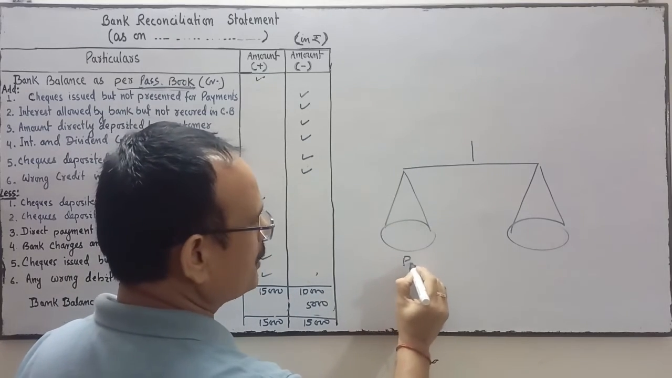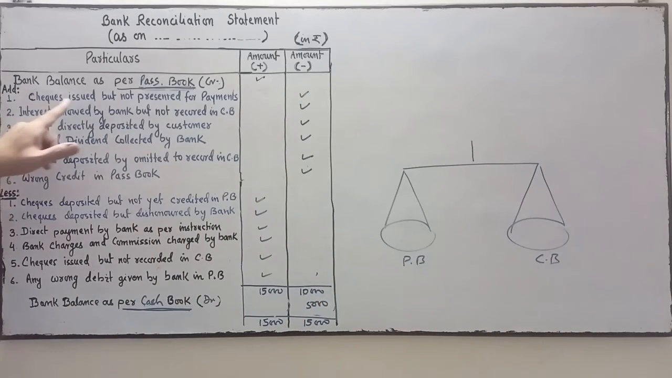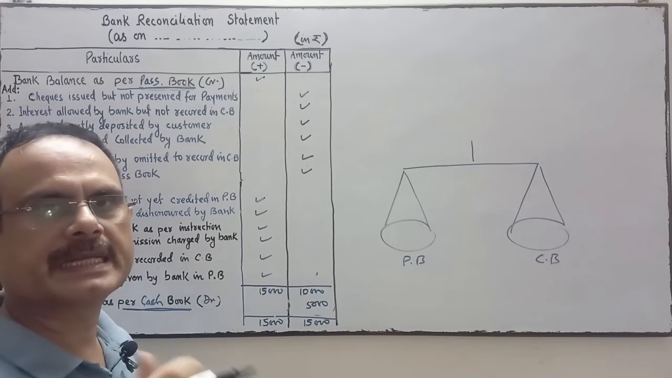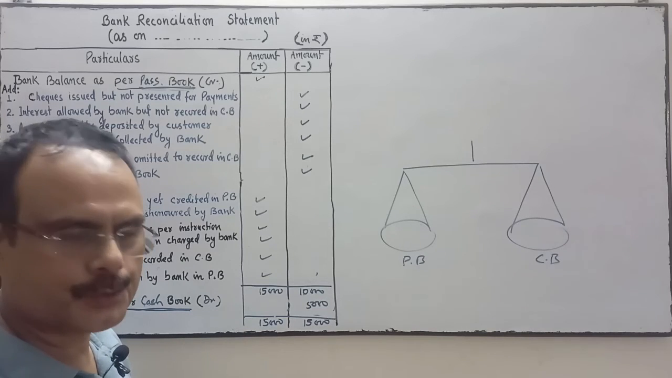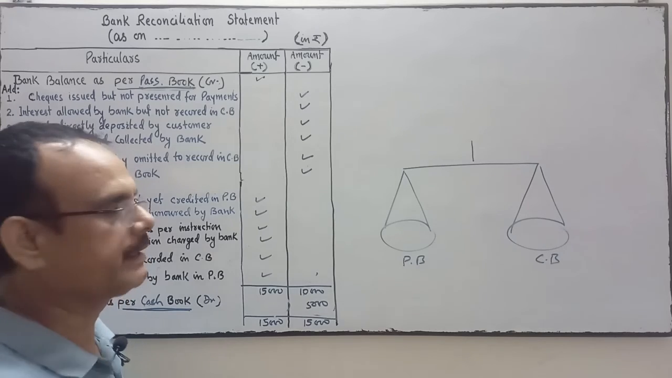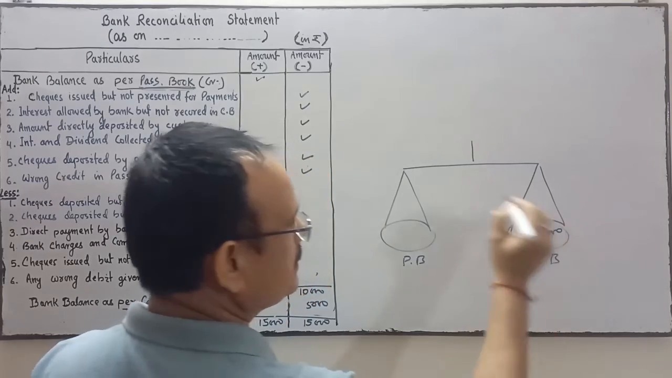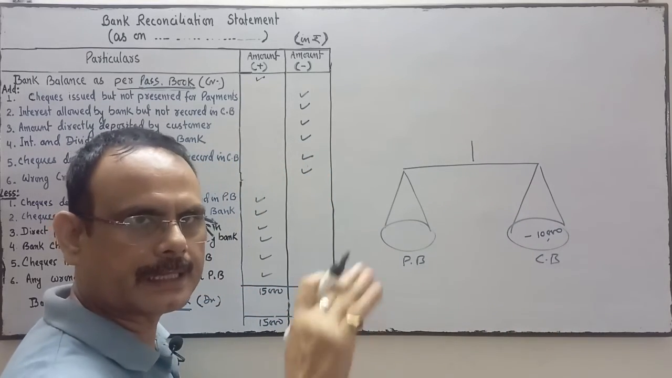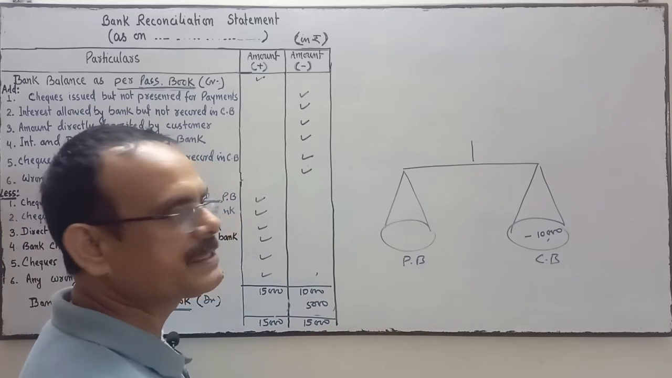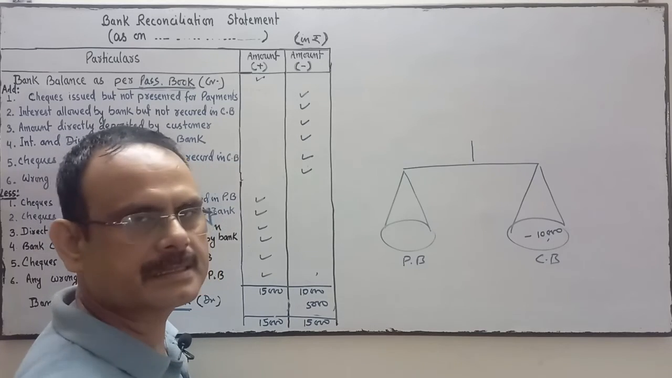Suppose this side is your passbook side and this side is your cash book side. See the first: cheque issued but not presented. Suppose a cheque of rupees 10,000 is issued by the customer, but it is not presented to the bank. When the cheque is issued, 10,000 will be deducted from the cash book balance, and it is not presented in the passbook, so the passbook balance is not affected. The passbook balance is the same as it is.